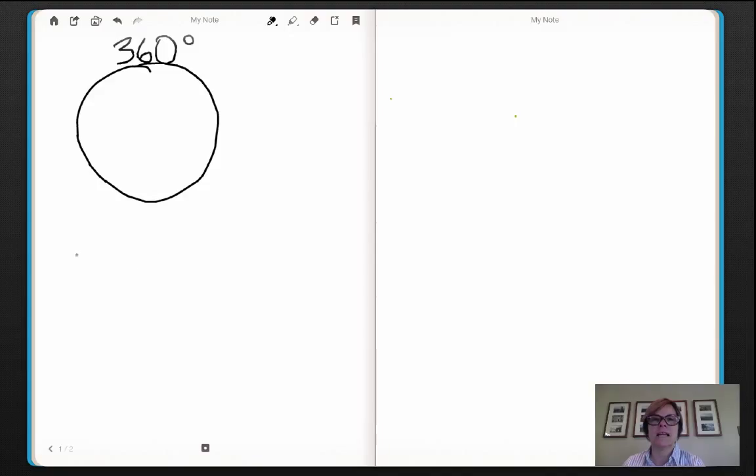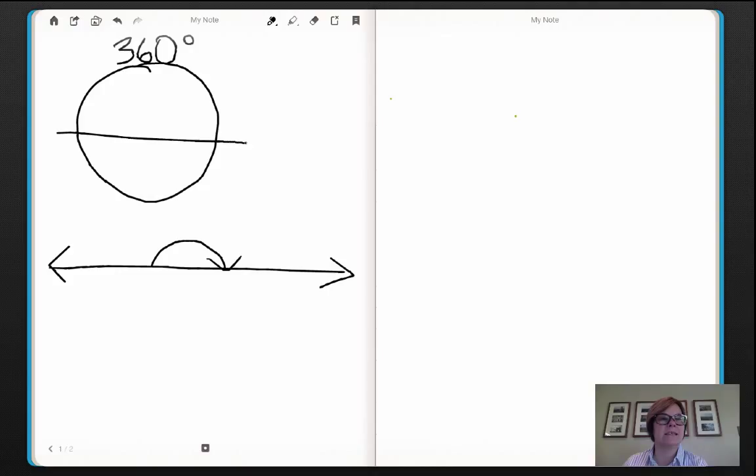Now, let's look at another one that we've talked about in class recently, a straight angle. Now, this is the same thing as cutting this circle in half, okay? So what is half of 360? Well, this is 180 degrees. Straight angle.